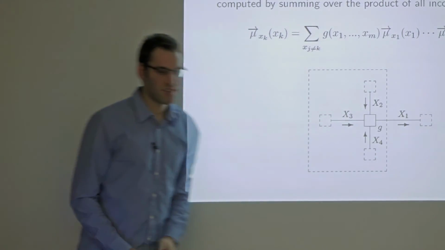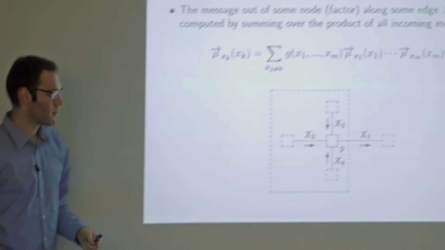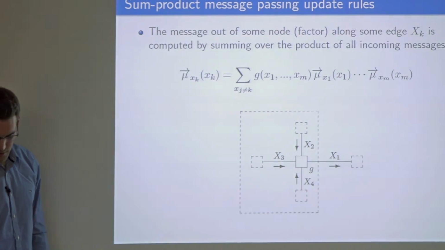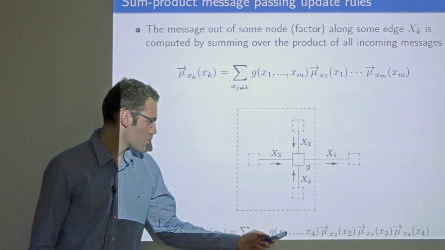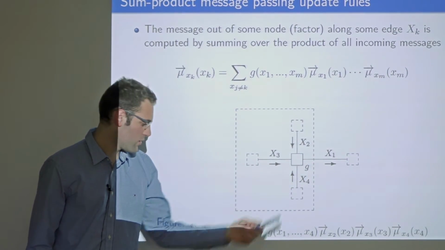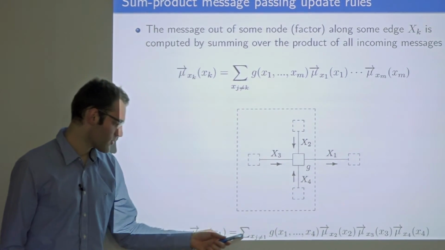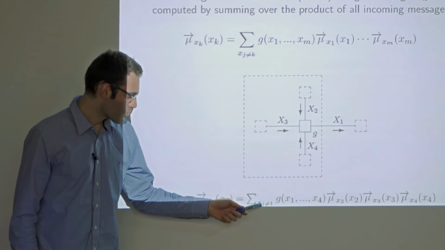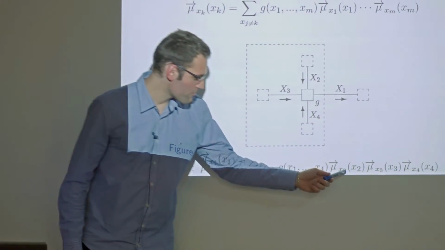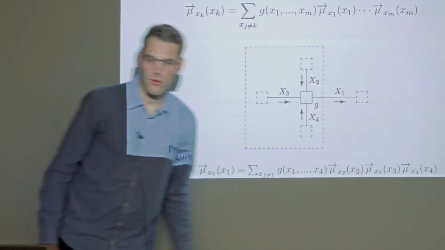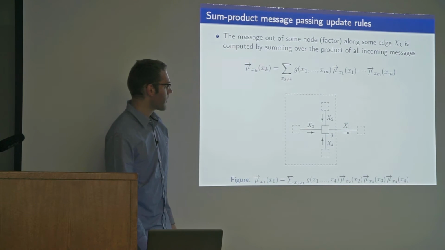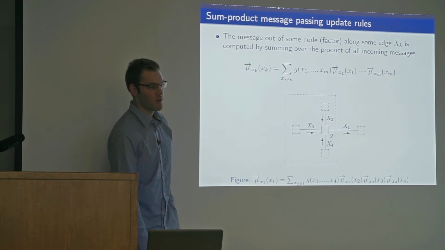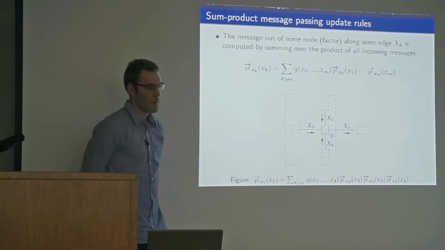And so what is message mu x1 in this factor graph? Well, you just have to sum over x1 up to 4. So this will be a function of x1, because you sum over x2, x3, and x4 of messages mu2, mu3, and mu4. And pay attention that instead of having exponential complexity, we now have linear complexity.